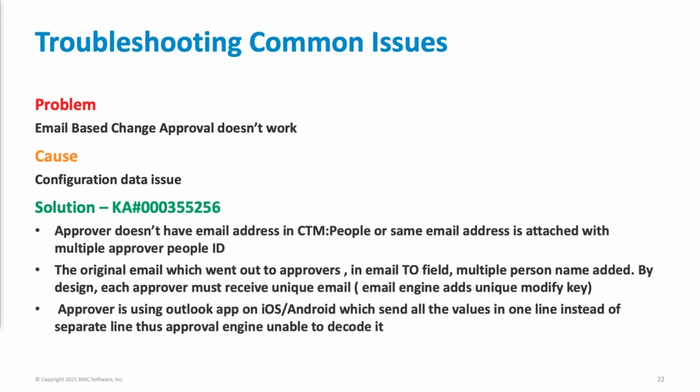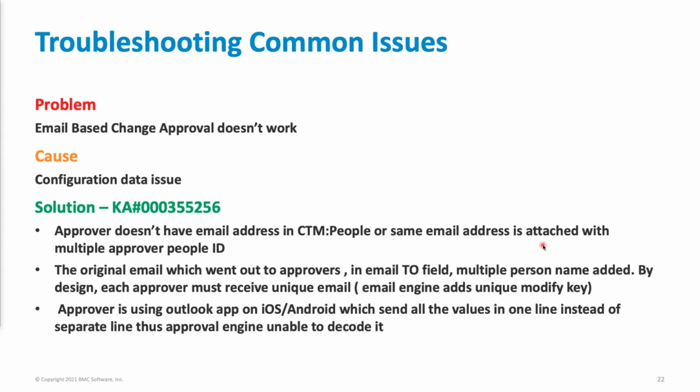Another common problem reported by several users is that email-based change approval doesn't work. This issue generally occurs due to incorrect or missing data configuration. A few solutions can be applied in this case: the approver doesn't have an email address in CTM People, or the same email address is attached to multiple approver People IDs in the CTM People form.